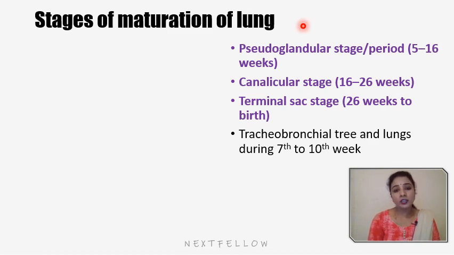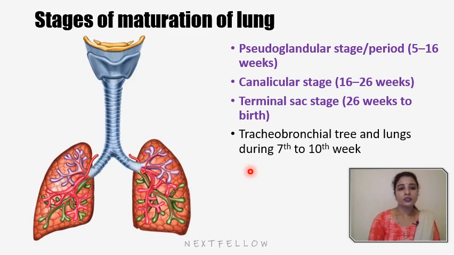And next, about the tracheobronchial tree and the lungs. During the 7th to 10th week, we see the formation of the tracheobronchial tree and the lungs. So we can see the stages of maturation. This is the pseudoglandular stage actually, a fetus between the 7th to 16th week of development, where respiration has not yet started, but we can see blind pouches of development along with the blood vessels. So that is about the maturation of lungs.